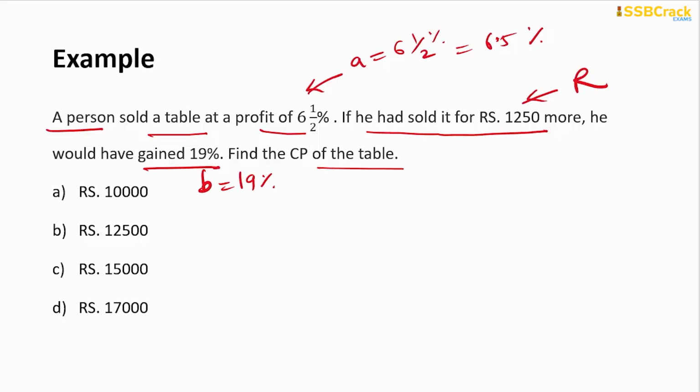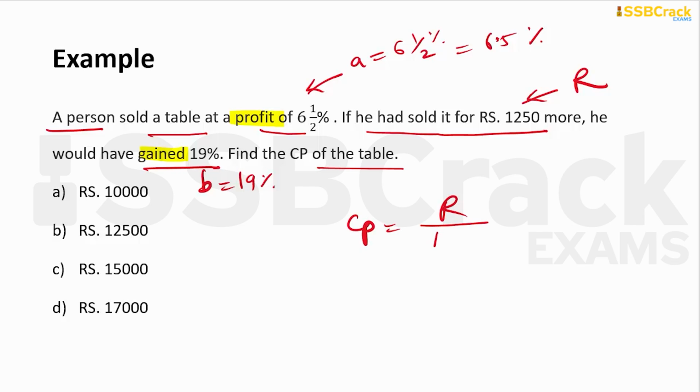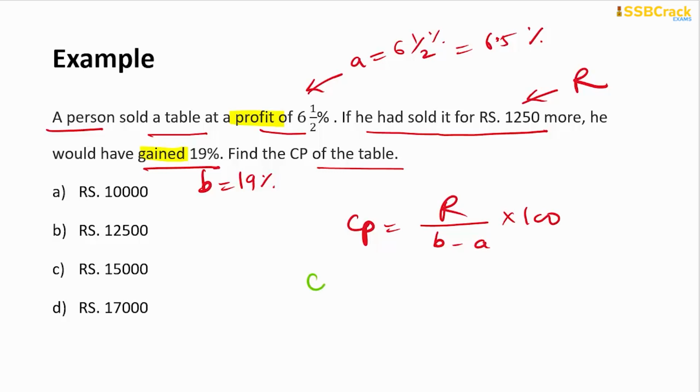So find the CP. Now understand, as soon as you read such a question, check: they have given us both profit. For both profit, we have the formula for when both are either profit or both are loss, right? So that is the difference-based formula. So CP is equal to R upon B minus A into 100, when either both are profit or both are loss. So for this question, both are profit, so I am taking B minus A. Alright. So substituting the required values, we could calculate CP now.